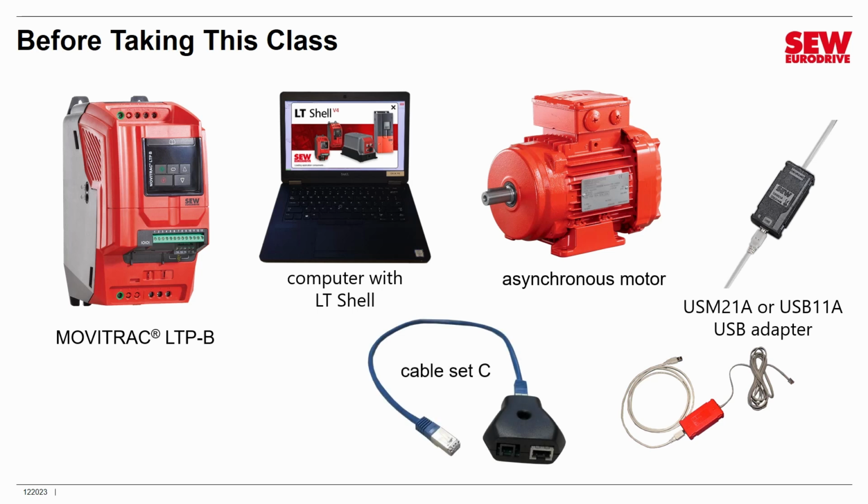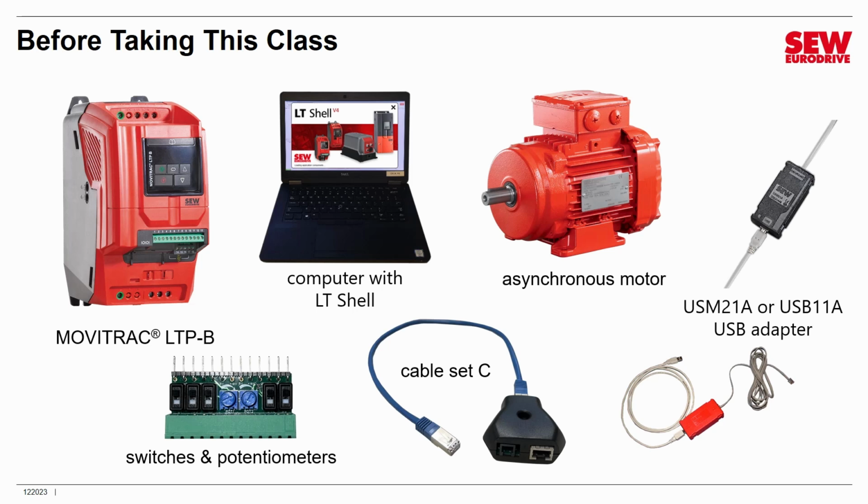You will also need cable set C to get connected, and you will need some switches and potentiometers. Now, I have this nifty little control board which we used to market for training purposes. Unfortunately, it's discontinued now, but you really don't need it. All you really need are 3 single-pole, single-throw toggle switches and 1 potentiometer. The potentiometer should have a resistance between 1 and 10K, and it does not have to be a large one. A small one is just fine. And that is all you need to set up the equivalent of a demo unit.